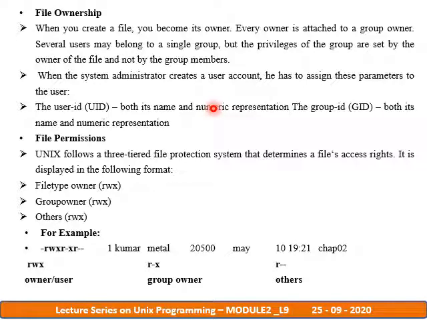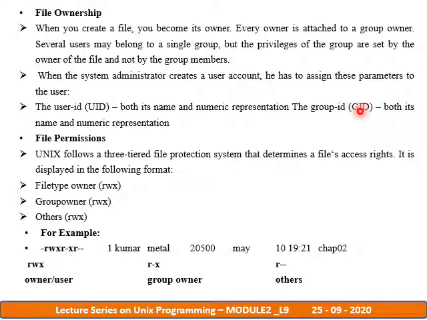Okay, and that user id will normally be a unique one, a uid with its name and some numeric representation, and even the group id is also to be created by the system administrator, and that will also be distinguished with its unique name and the numeric representation. So this is what about file ownership, that is the second attribute.